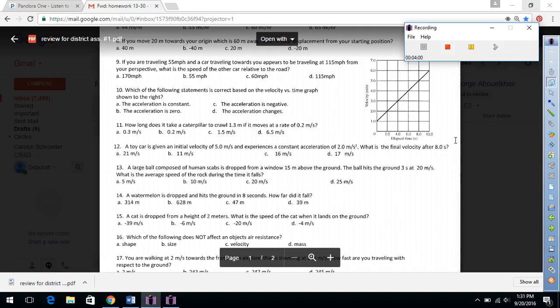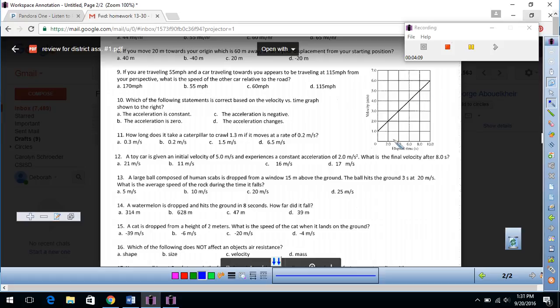Okay, number 10 says, which of the following statements is correct based on the velocity versus time graph shown to the right? Well, here's your velocity, here's your time. And we know that the velocity is increasing as the time goes on. So if we take the slope of the line, we can find the acceleration. And they say the acceleration is constant. That would be true because the slope of the line is constant. Acceleration is 0? No, it has a slope. Acceleration is negative? No, it's a positive slope. Acceleration changes? No, it doesn't, because that straight line is the value for the acceleration.